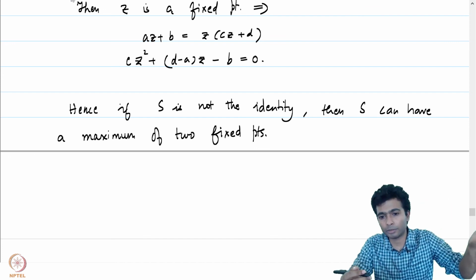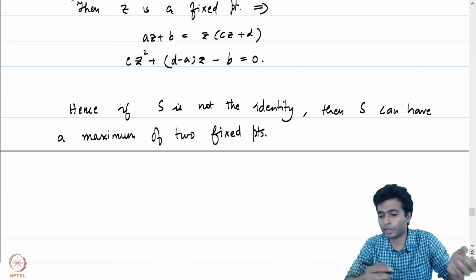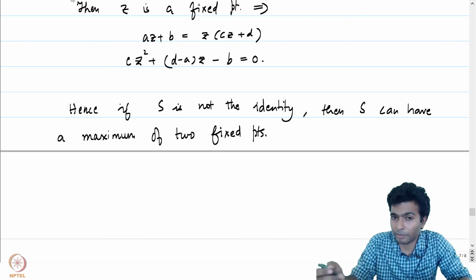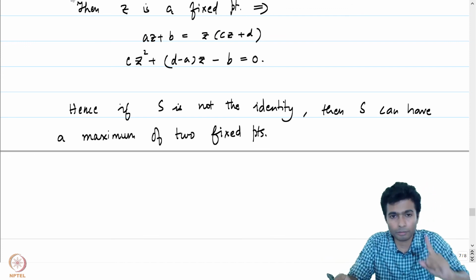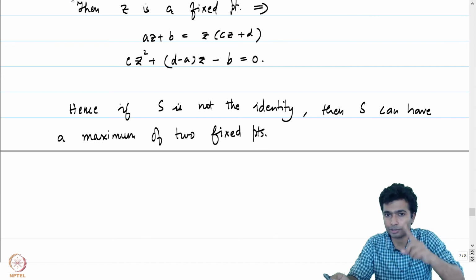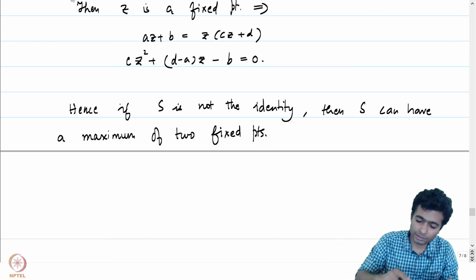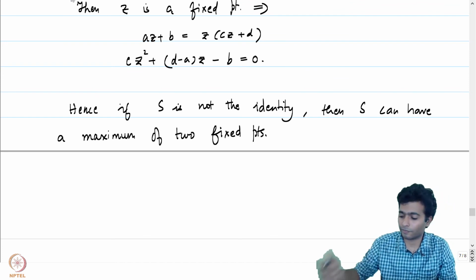One point will certainly be the point at infinity, and the second point can be obtained by looking at (A/D)Z + B/D = Z and solving for it. This will be a linear equation, and therefore there will be one root. So there will be a maximum of 2 fixed points. So the cases where these things vanish are of interest.